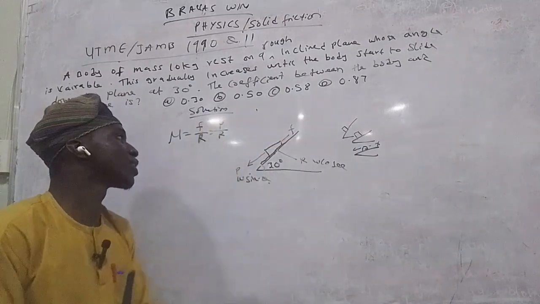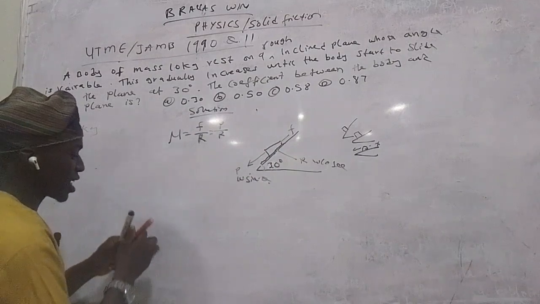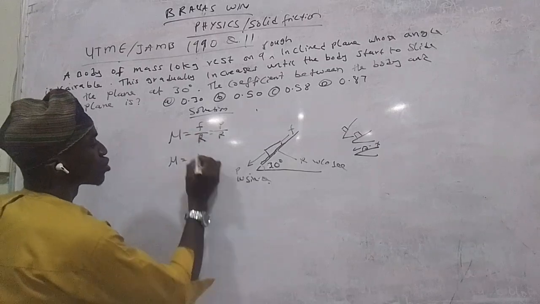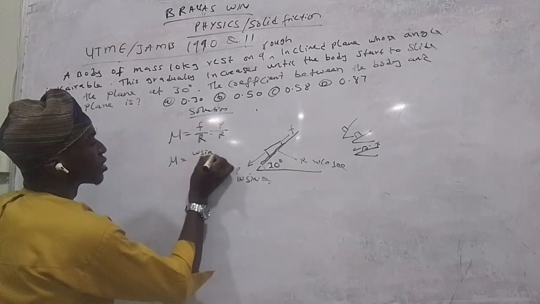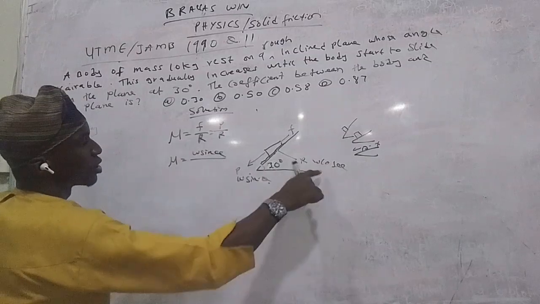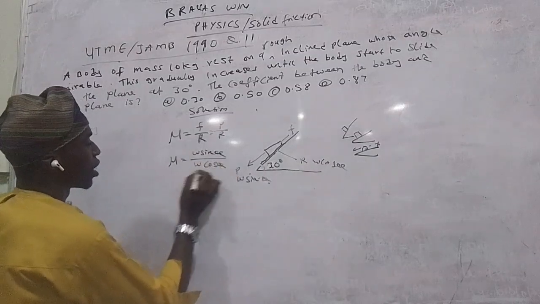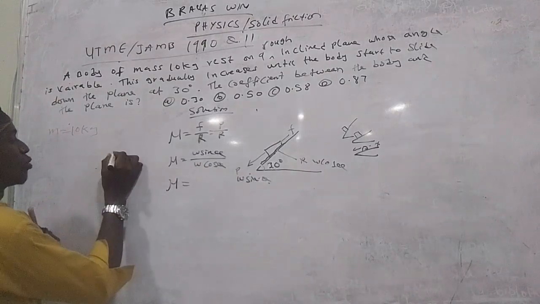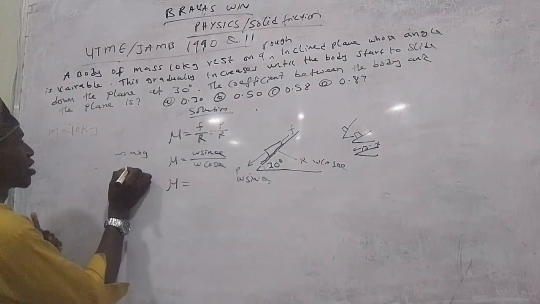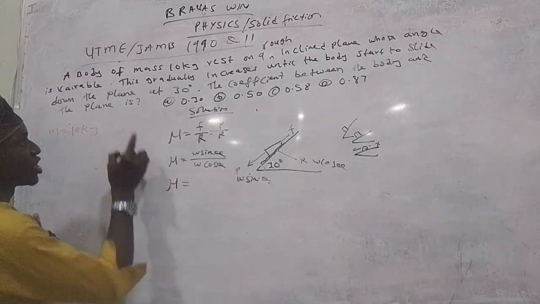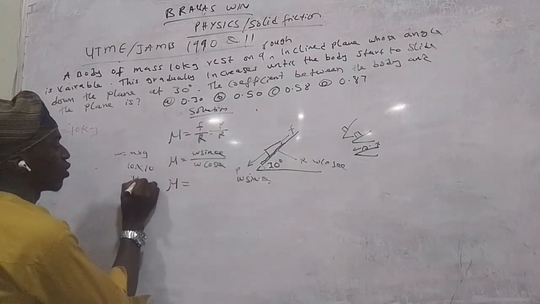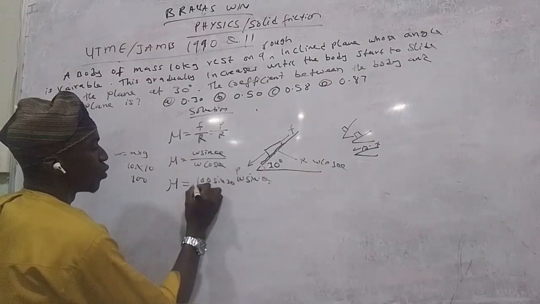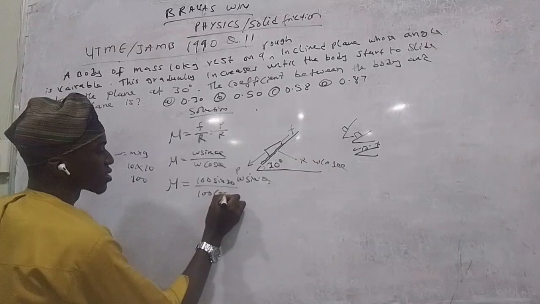So we can replace it by saying the coefficient of static friction is equal to the applied force, W sine theta, over the reaction, W cos theta. W means weight, and W is equal to mass times acceleration due to gravity. What is our mass? 10. What is acceleration due to gravity? 10 meters per second squared. 10 times 10 is 100. So it's the same as 100 sine 30 over 100 cos 30.